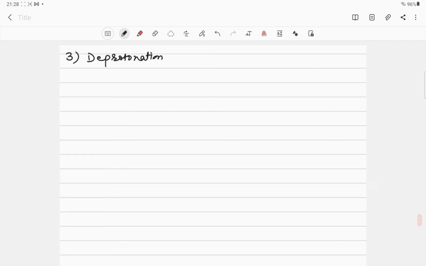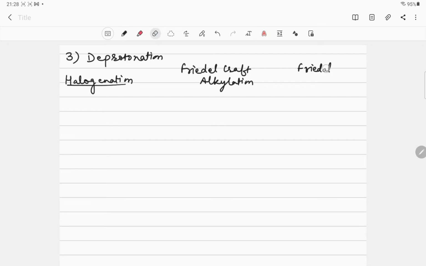We are taking all these reactions together. Say for example, I am taking halogenation, Friedel-Crafts alkylation, because all these are almost similar types. So that is why I am taking all these together. Friedel-Crafts alkylation and Friedel-Crafts acylation together. We'll do all this side by side. Now first of all, we should know the reaction.